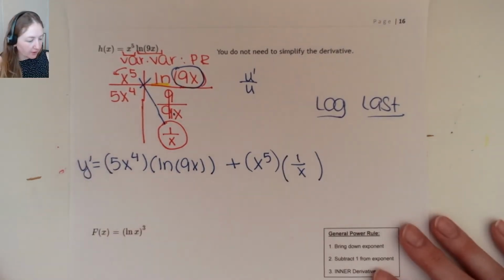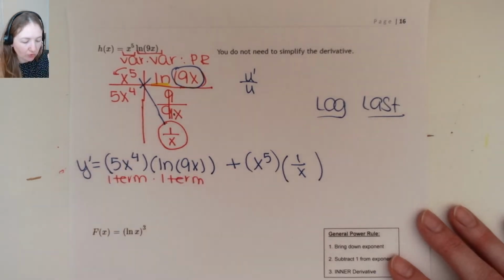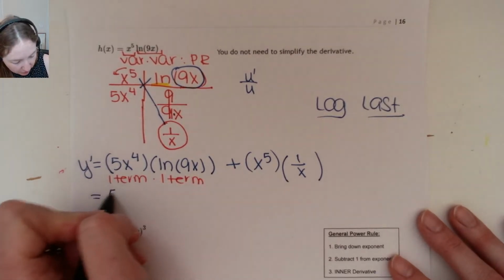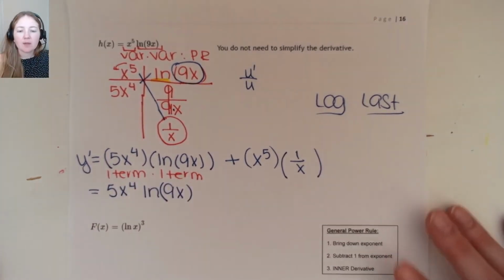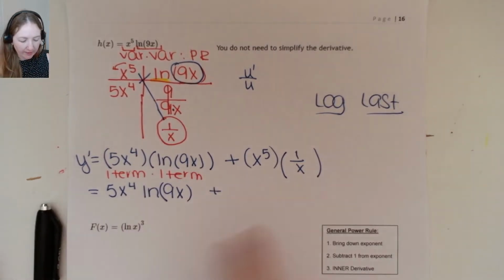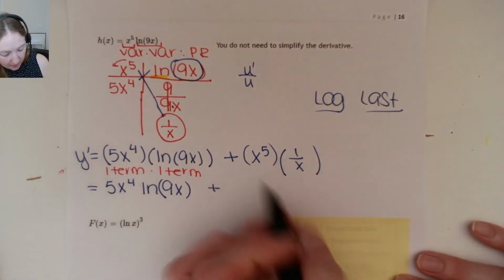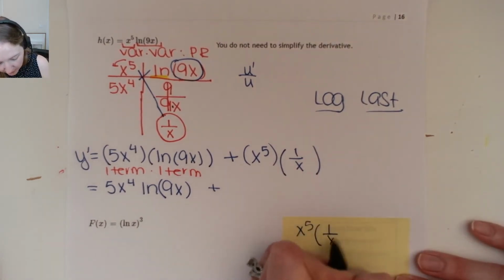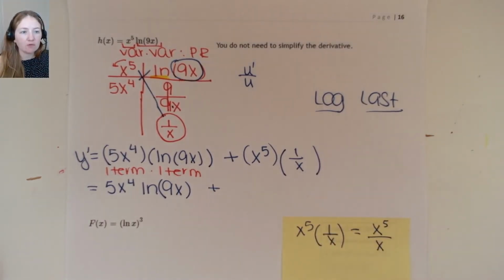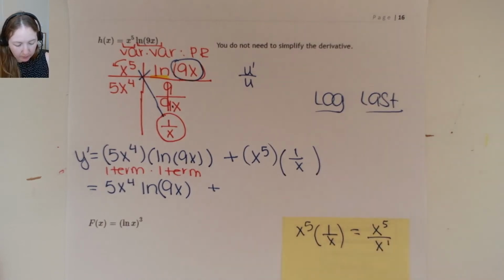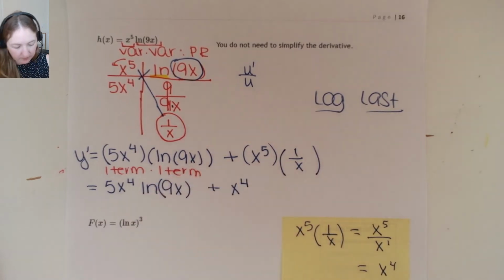Now, for this first term, we have just one term times one term, so we can drop those parentheses and write this as just 5x to the fourth natural log 9x. Meanwhile, for the second term here, I have this x to the fifth over x. And you'll notice this is coming up quite a lot here in this work today. But this x to the fifth times 1 over x, I multiply straight across, I get x to the fifth over x. And then from there, I can subtract those exponents to simply get x to the fourth power. So this becomes x to the fourth.